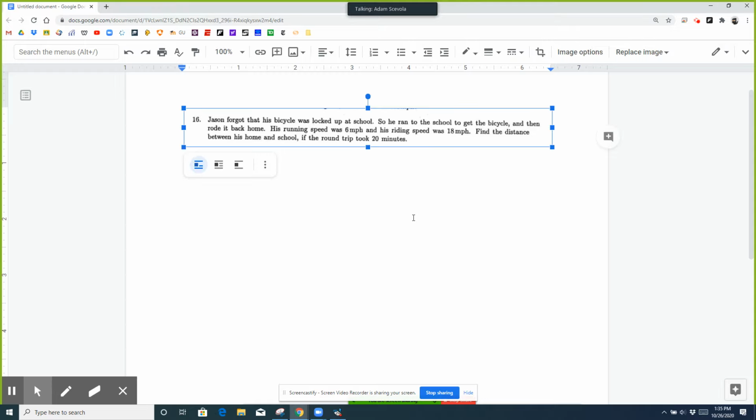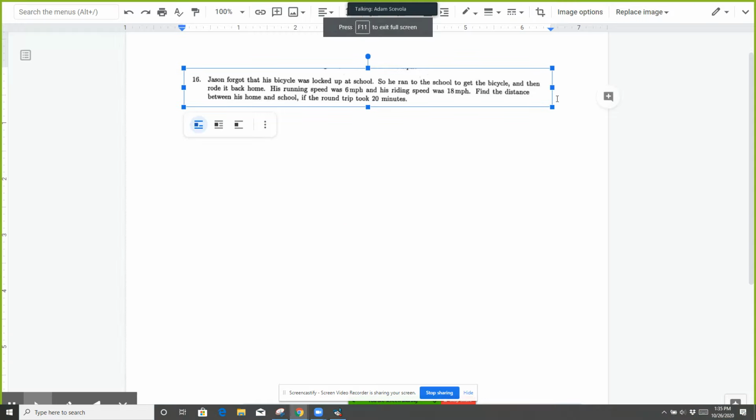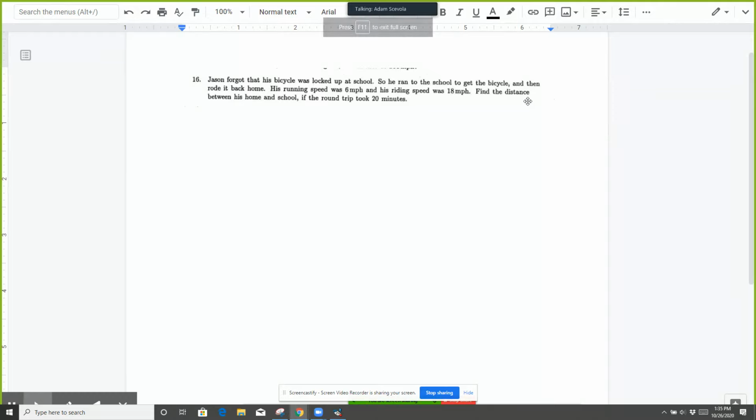Okay, Jason forgot his bicycle, silly Jason, and it was locked up at school. So he ran to school to get the bicycle and then rode it back home. His running speed was 6 miles an hour. His riding speed was 18 miles an hour. Find the distance between home and school if the round trip took 20 minutes.